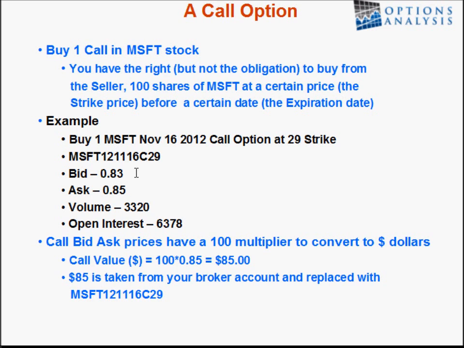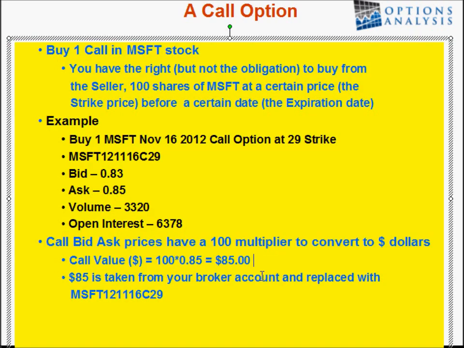The bid-ask prices that you see shown by your broker and shown on this web page, on this presentation, have a 100 multiplier to convert them into dollars. So if you were to buy the call option at 0.85, you would actually need $85 shown here to purchase the call option. $85 is taken from your account when you do the purchase, and it's replaced by that call option.